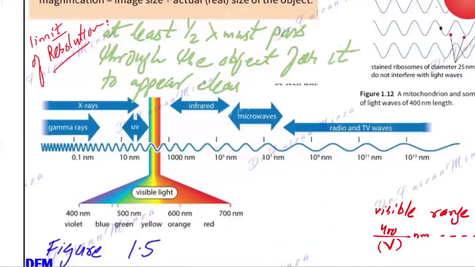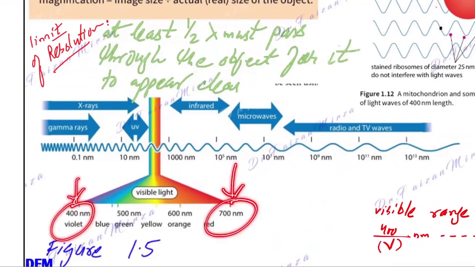This is your entire electromagnetic spectrum. This is the shortest wavelength. This is the longest wavelength. The shortest wavelength is 400 nanometers. The longest wavelength is 700 nanometers. You cannot view any wavelength below 400 nanometers. This is the last wavelength that you can see, the shortest wavelength visible to the human eye.